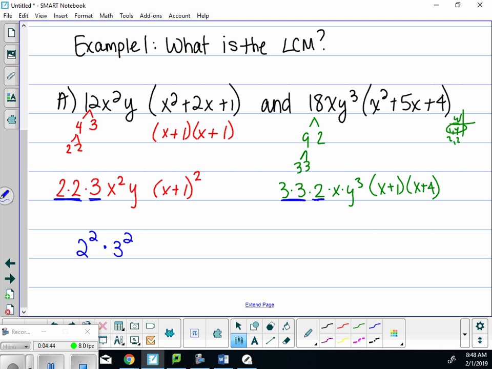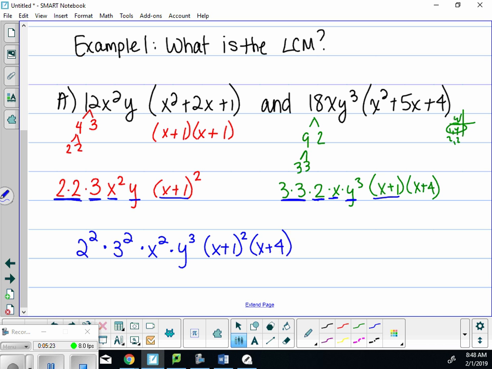The first one has 2 x's. The second one has 1 x. So we have to take 2 x's. First one has a y. Second one has y cubed. So we have to take y cubed. The first one has x plus 1 squared. The second one has just x plus 1. So we have to take x plus 1 squared. This one doesn't have an x plus 4. This one does, so we need to take an x plus 4.